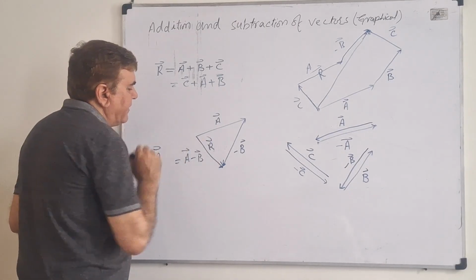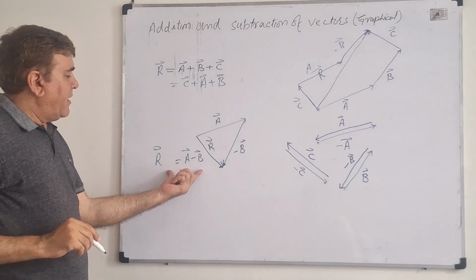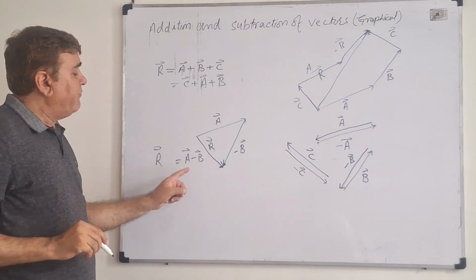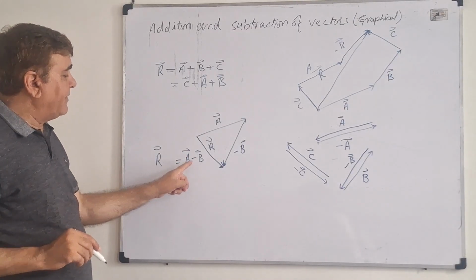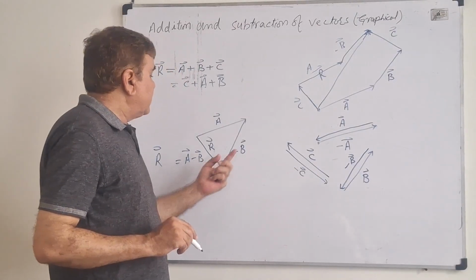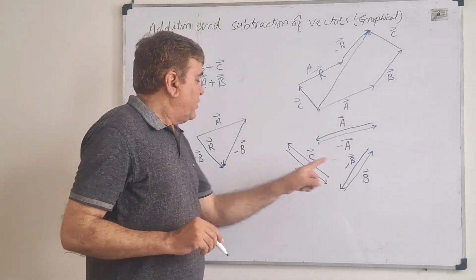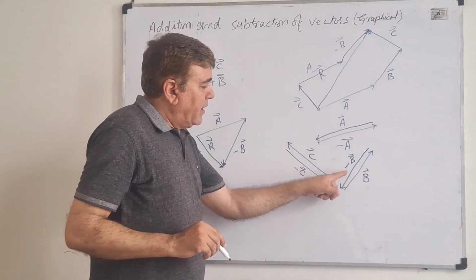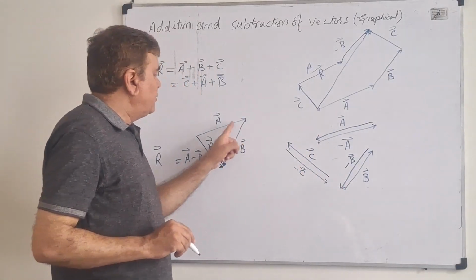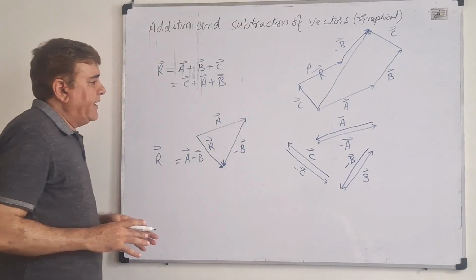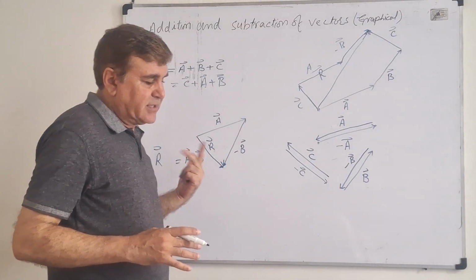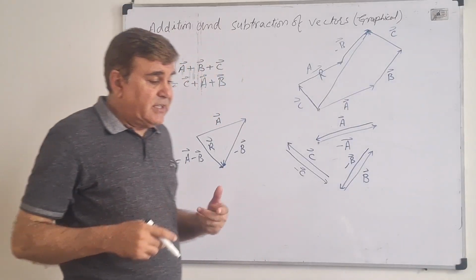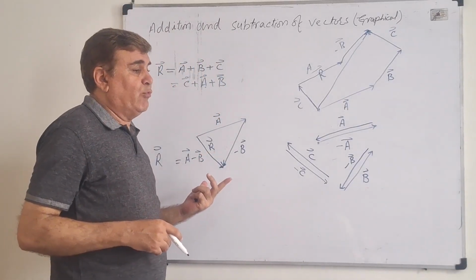This is our R. So in order to subtract one vector from another, we first need to find the negative of the vector that is being subtracted. So here we are subtracting B from A, therefore I added the negative of B to A. So this way we find the subtraction of vectors graphically. And we can repeat this procedure for any number of vectors.